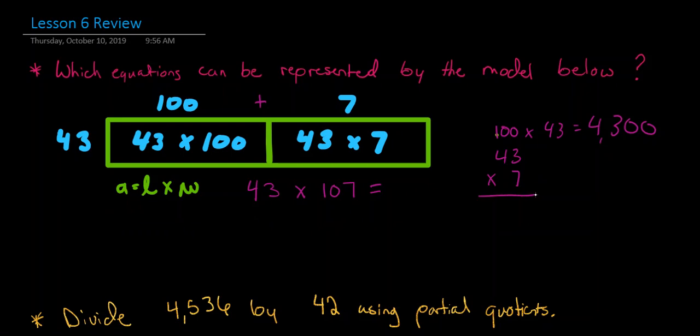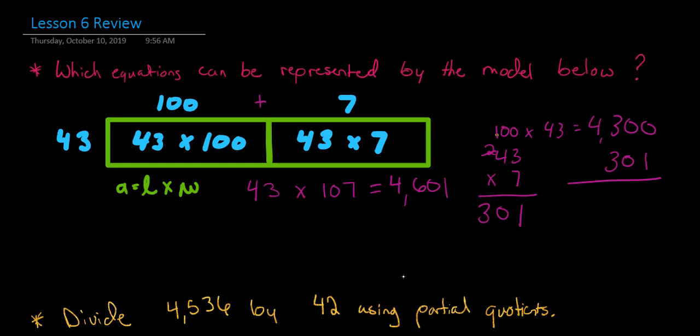All right, so 3 times 7 is 21. Carry the 2. 7 times 4 is 28, plus 2 is 30, so 301. So I'm just going to add that right here in my two partial products. I'm going to come over here and write that. So 43 times 107 is 4,601.